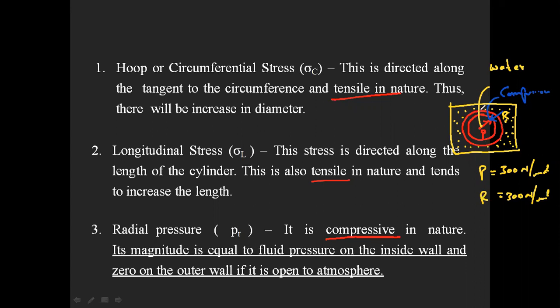The radial pressure varies based on whether the pipe is open to atmosphere or fixed within a closed conduit, that we have to understand. Clear? Have you all understood the difference between circumferential stress, longitudinal stress and radial pressure?